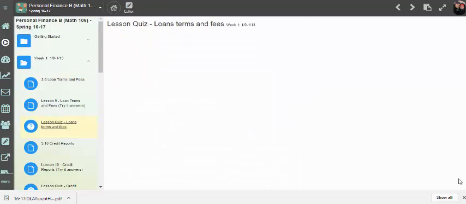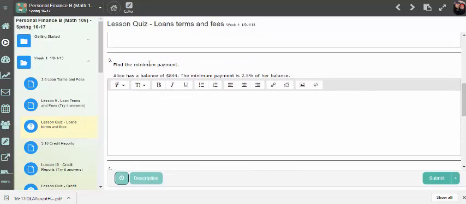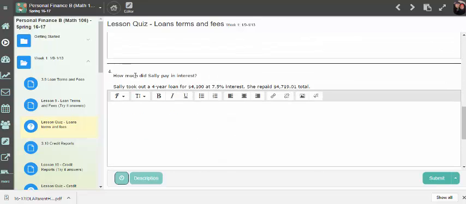So again, if we go back to this question, it says find the minimum payment. So Alice has a balance of $844. The minimum payment is 2.5% of her balance. So you would multiply that by $844, and that would give you her minimum payment. Okay, how much did Sally pay in interest? So this is going back to that first thing we were talking about. So she has a 4-year loan for $4,100 at 7.5%. She repaid $47,1901. So take $47,1901, subtract $4,100. That gives you your answer.